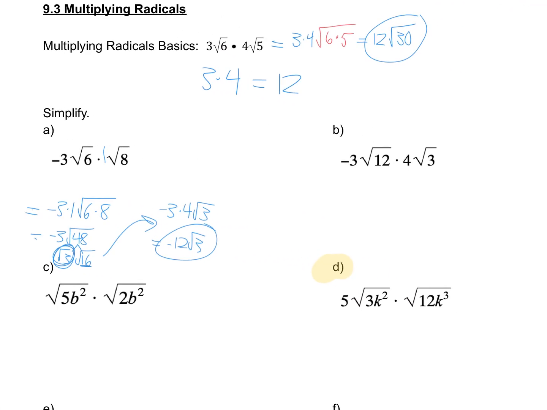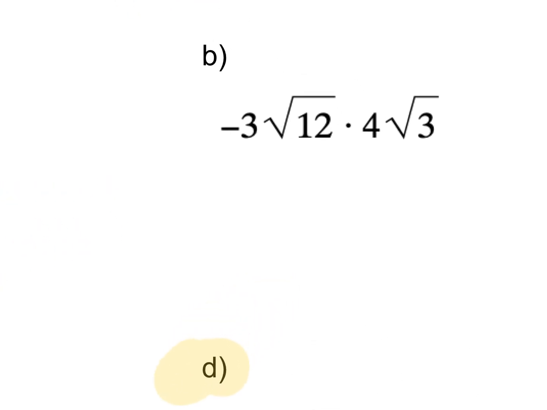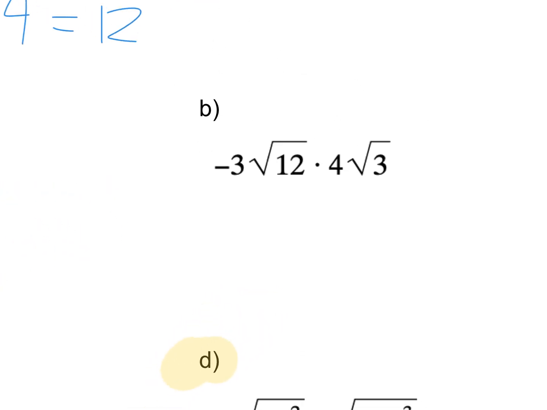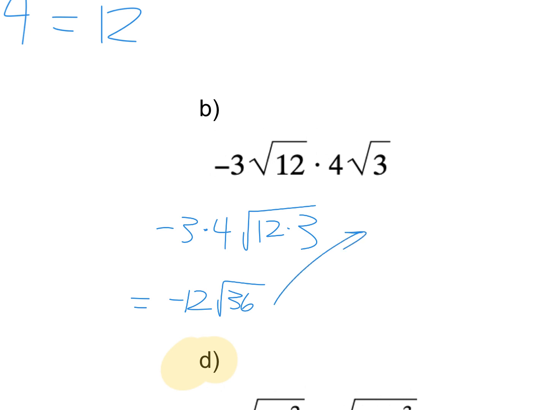All right, moving on to problem B. We have negative 3 square roots of 12 times 4 square roots of 3. Once again, for the coefficients, I have negative 3 times 4. We're using those a lot. And then underneath the square root, I have 12 times 3. If we simplify this, I get negative 12 times the square root of 36. 36, we don't even need to break it down. That is a perfect square, so we can pull out a 6. The square root of 36 is positive 6.